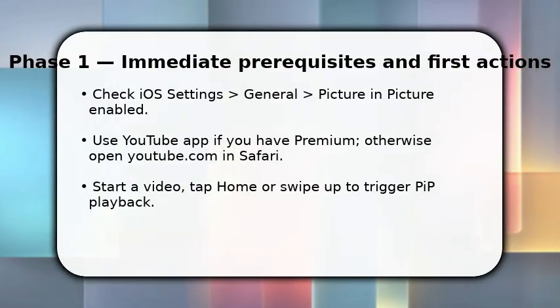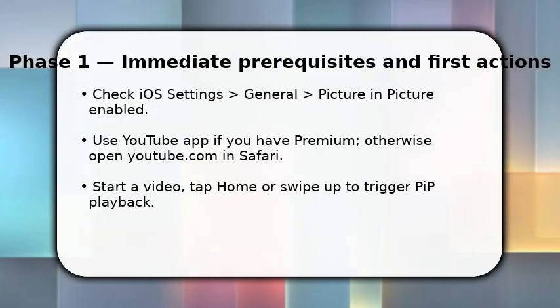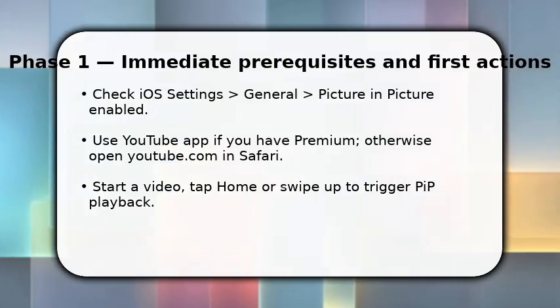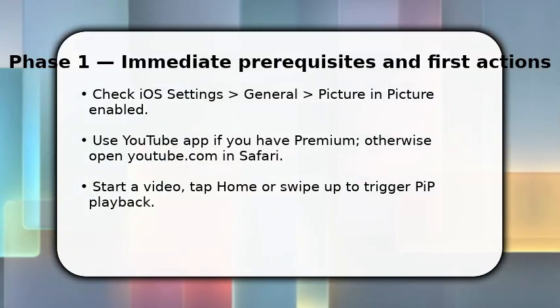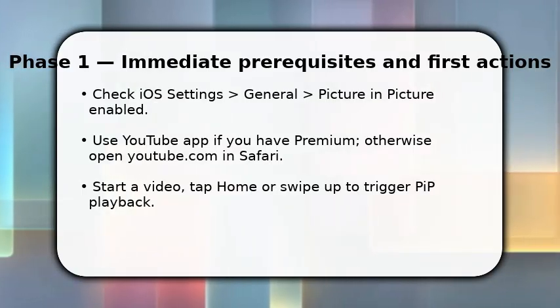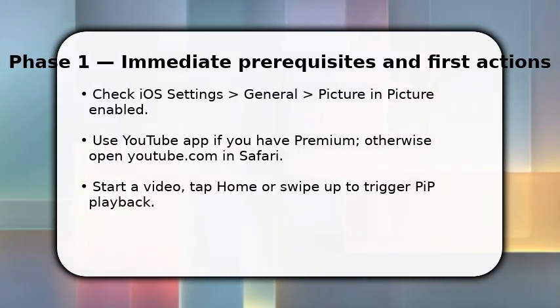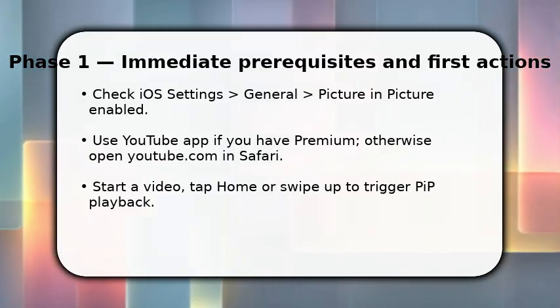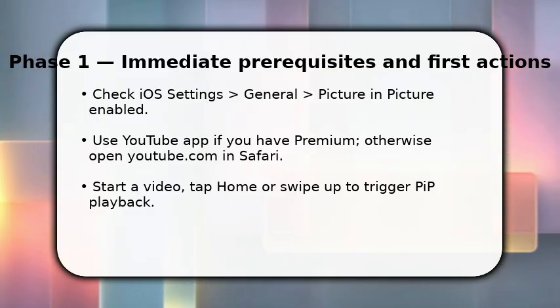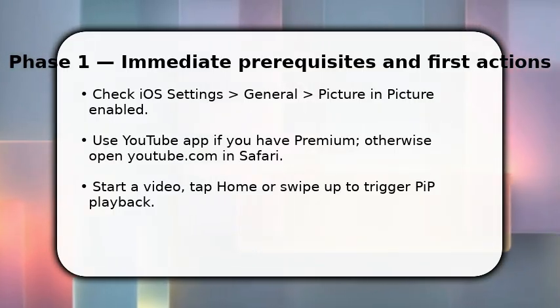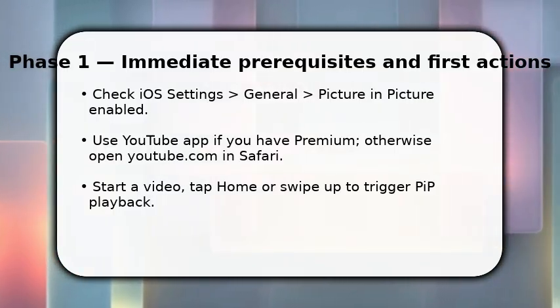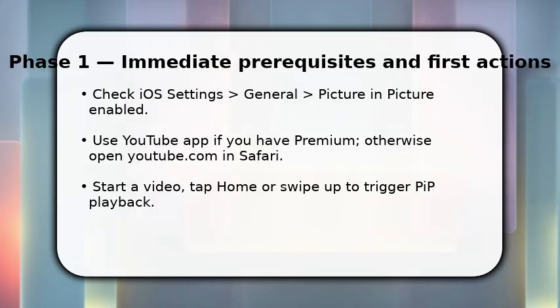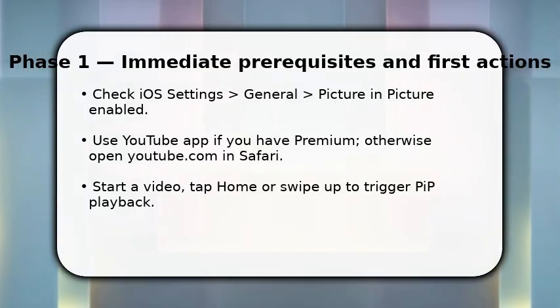You begin by enabling picture-in-picture so the video can float while you work. You must check Settings, General, Picture-in-Picture, and toggle it on. If you have YouTube Premium, the app supports background and PiP, use that. If not, open Safari and go to YouTube. Play the video, then swipe home or use the home gesture to move the player to a small overlay. Once done, position the window and continue to the next step for multitasking control.